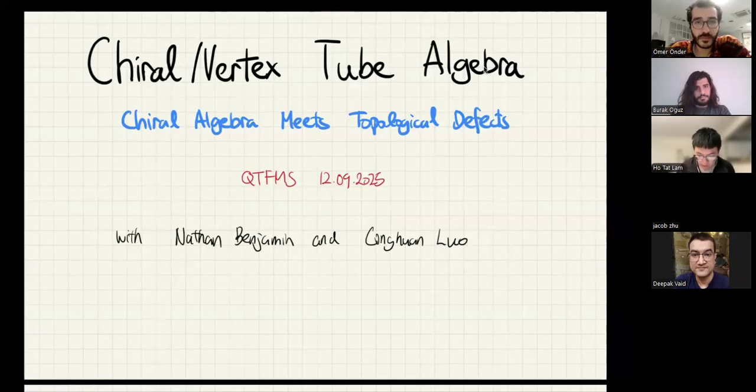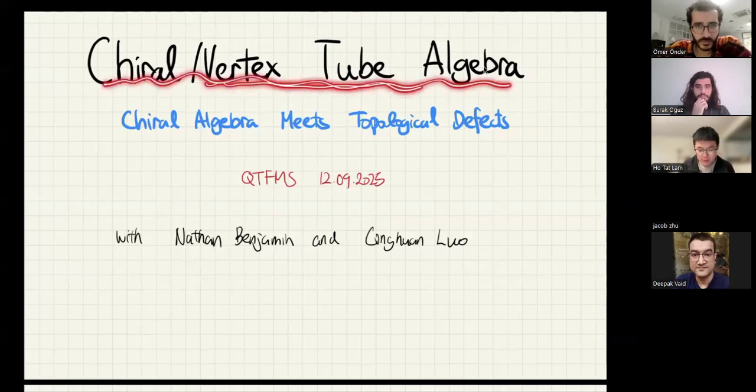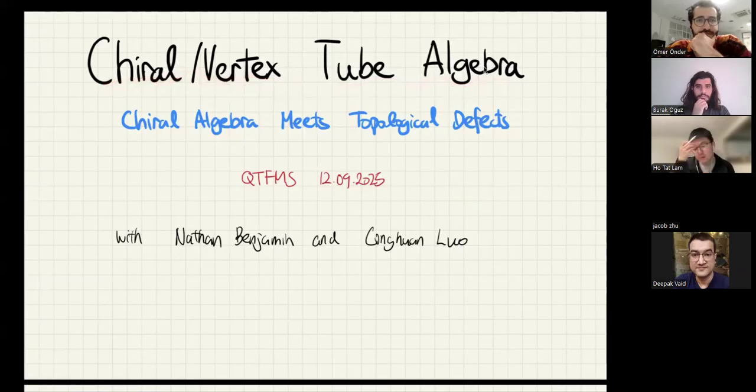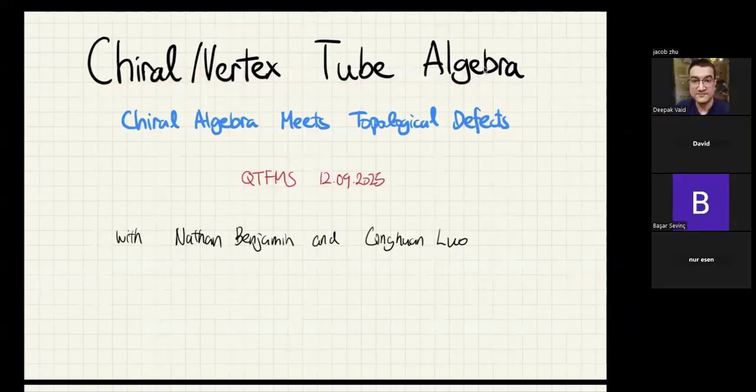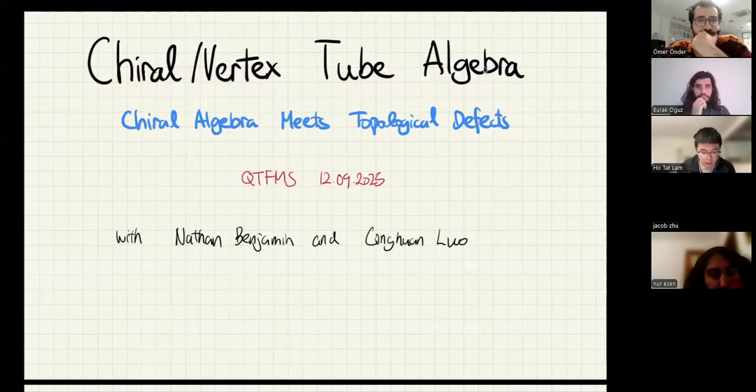So today I'm going to tell you... I decided to change the title a little bit in the end because we were actually debating what's the correct name to use. So you can call it either vertex tube algebras or chiral tube algebras, depending on whether you're a physicist or a mathematician. I'll explain the connections between the two.